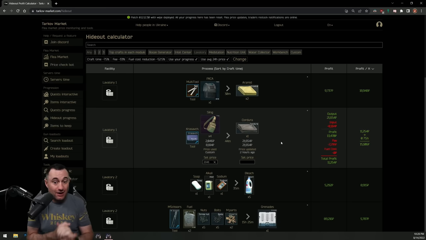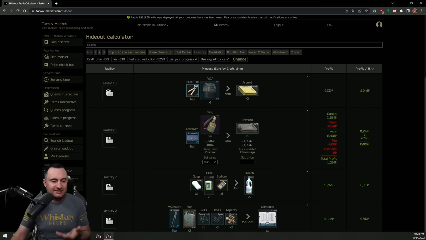The best craft in here right now is also one of the simplest. Just buy your 4 slings off of Ragman for just over 2,000 apiece, and then try to sell your Cordura for 21, 22,000 if you can. Now, this is going to net you 15K an hour, and you can actually push Cordura into the 30K range if you sell on the Ragman resets.